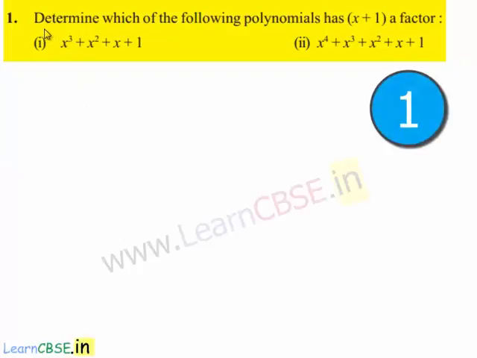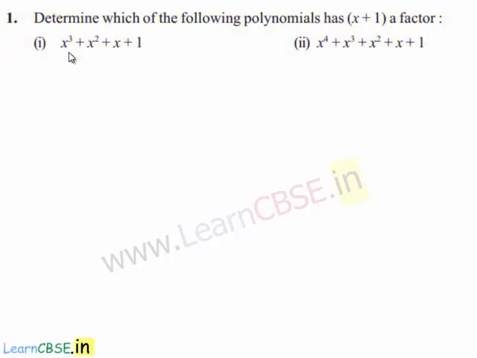Coming to the first problem, determine which of the following polynomials has x plus 1 as a factor. The first polynomial given to us is x cube plus x square plus x plus 1, and the second polynomial is x power 4 plus x cube plus x square plus x plus 1. So in order to find the solution of this problem, we need to make use of the factor theorem.